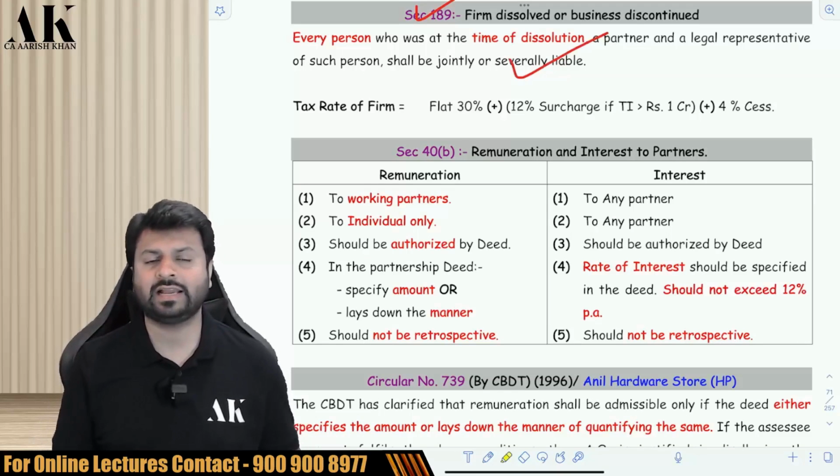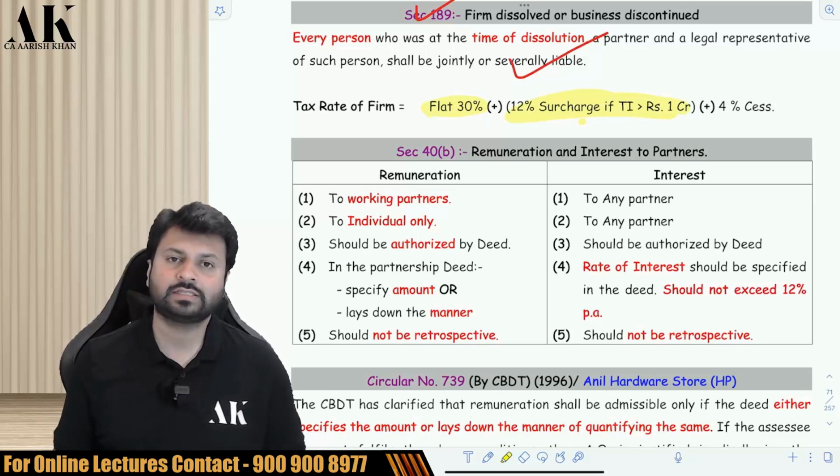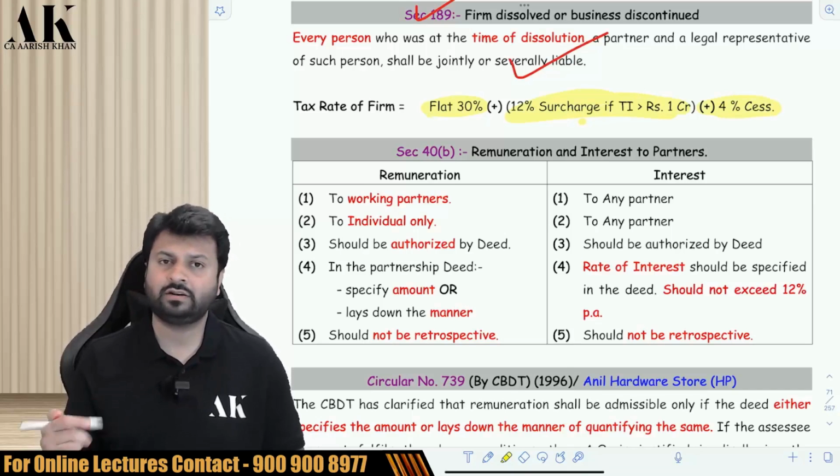Now, what is the tax rate? The tax rate for a firm is flat 30%. We all know that. Surcharge is applicable if the total income exceeds 1 crore, and cess will be applicable at the rate of 4% always.